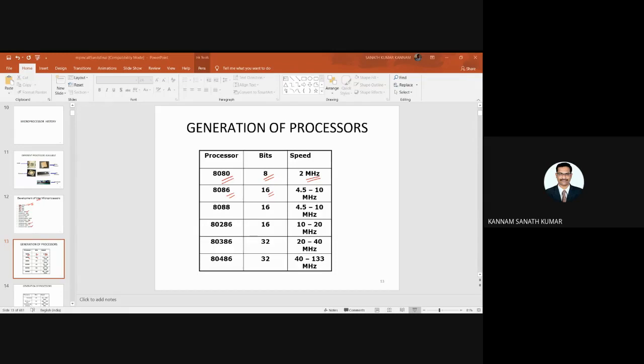Okay. Similarly, 80386 is a 32-bit processor, and the speed is 20 to 40 megahertz. 80486 is a 32-bit processor, and 40 to 133 megahertz. Okay. So these are the generations of the microprocessor.